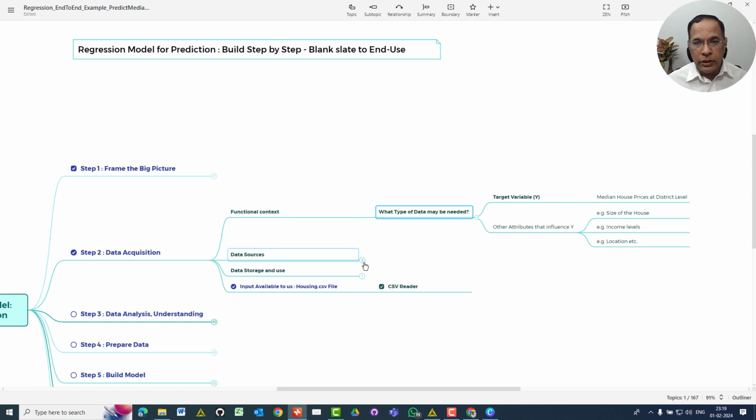It could be an ERP, it could be a database, it could be a file, any of these, right? So that's sort of what we are trying to do here in terms of making sure we can go and get the data, and then the landing zone in terms of storage and these kind of things can be there, right? One quick touch point is the target variable and then the other attributes. In our example case, the target variable, like I said, is median house prices at a district level, right? And there could be other variables which are helping us determine that.